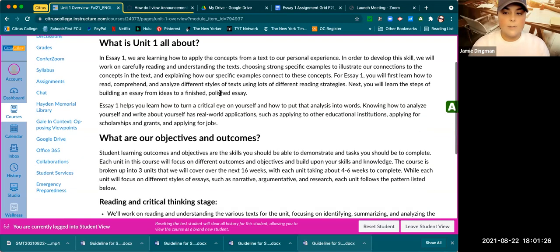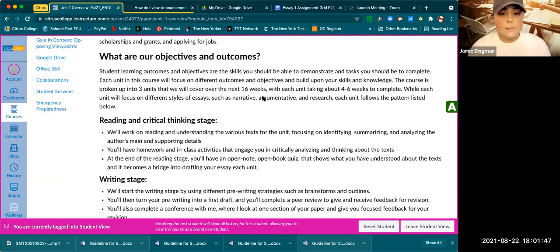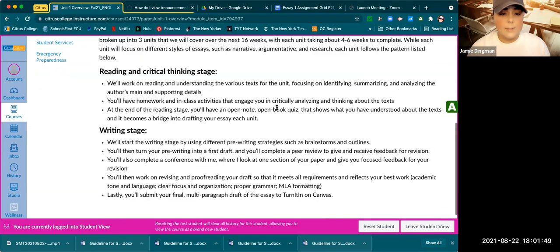This first essay is also giving us different types of reading strategies, different types of note-taking strategies, and really introducing you to what it is to be an online college-level reader, writer, and critical thinker. So our objectives and outcomes for this first unit is to be able to demonstrate some reading and critical thinking skills, such as reading, understanding, and being able to identify key ideas, identify supporting details, and analyze the readings.